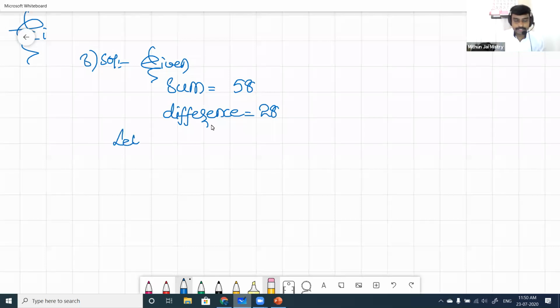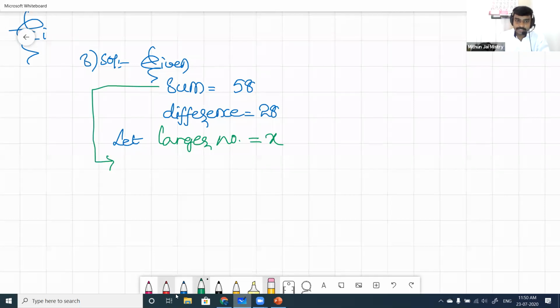Let, even I have said to you that this is the way you have to do. Let the larger number be... We want two numbers. In that, one will be big, one will be small. So the bigger one I am taking as the larger number. Let the larger number be equal to x. Now I'm going to take the help of this sum.